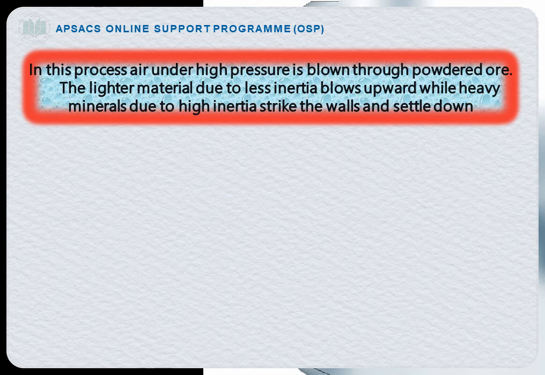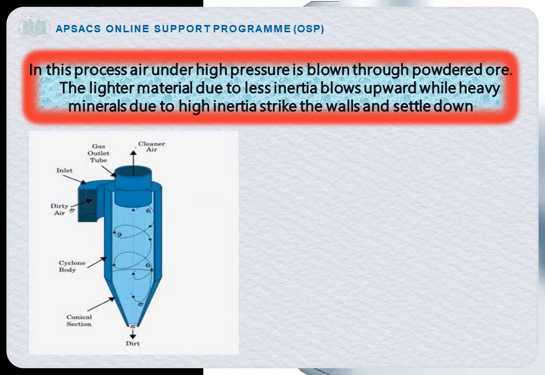The lighter material, due to less inertia, blows upward, while heavy minerals, due to high inertia, strike the walls and the material or the impurities settle down. Look at the diagram. Here the dirt is settled down, whereas the air is blown under high pressure. The minerals or the powdered ore is moved in a circular motion, that is, the heavy molecules strike the walls. Due to centrifugal force, they settle down while the lighter molecules are blown upward.